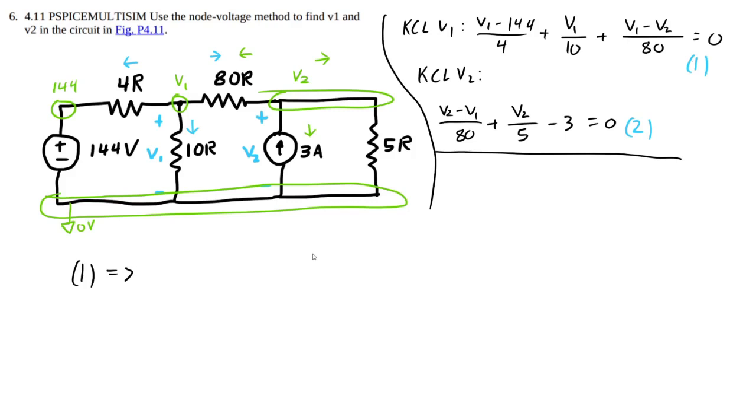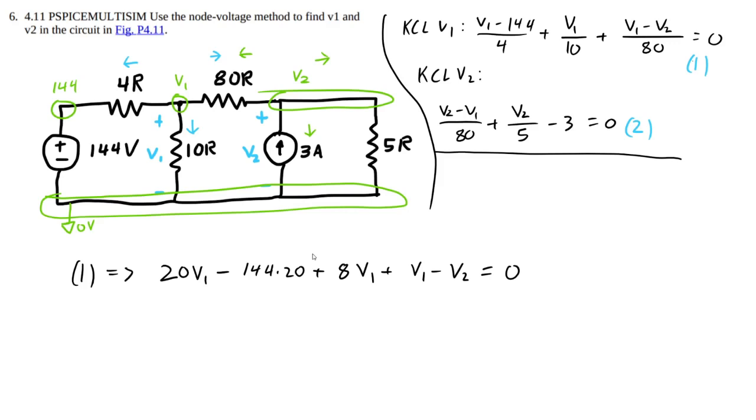Alright, so I'm going to multiply equation 1, all those terms, by 80. We're going to end up with 80 divided by 4 is 20, so 20 V1 minus 144 times 20 plus 80 divided by 10 is 8 V1, and 80 divided by 80 is 1. V1 minus V2 equals 0. So if you simplify this, 144 times 2 is 288 times 10, so 2880.